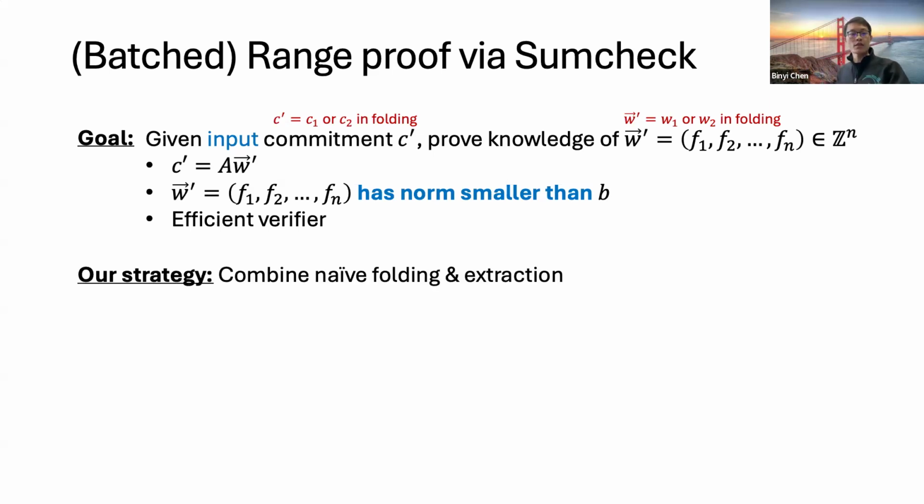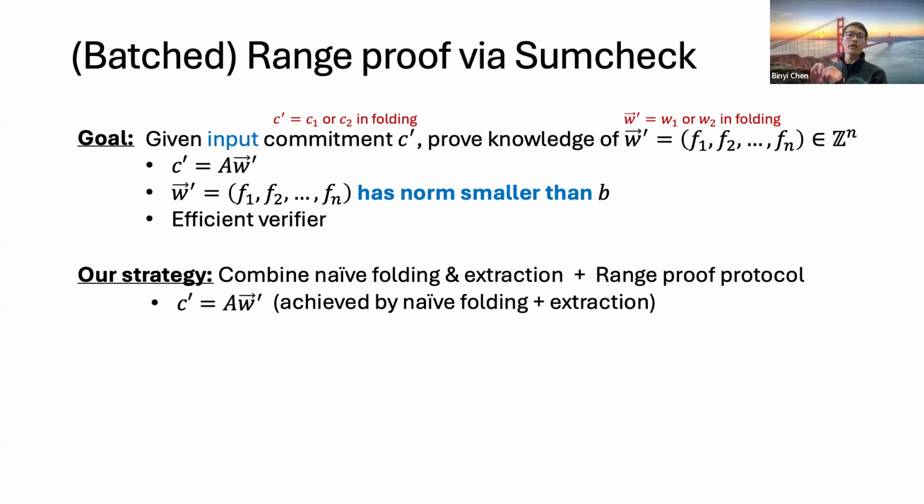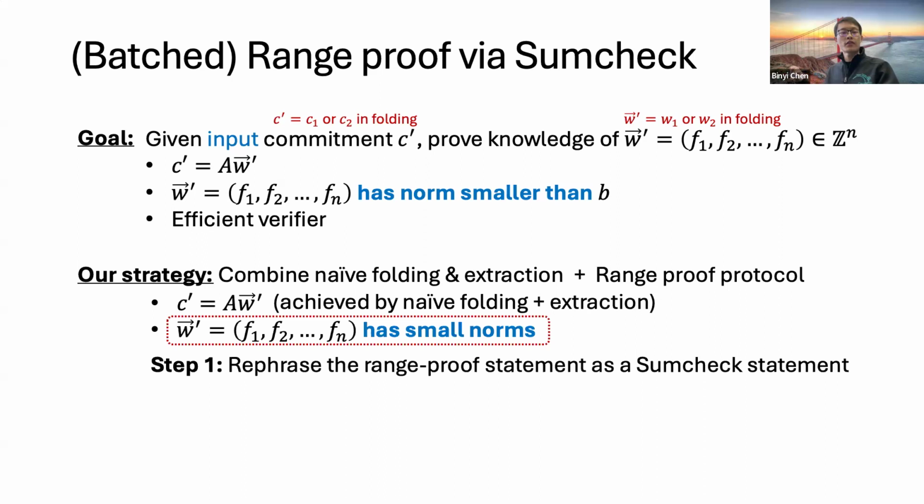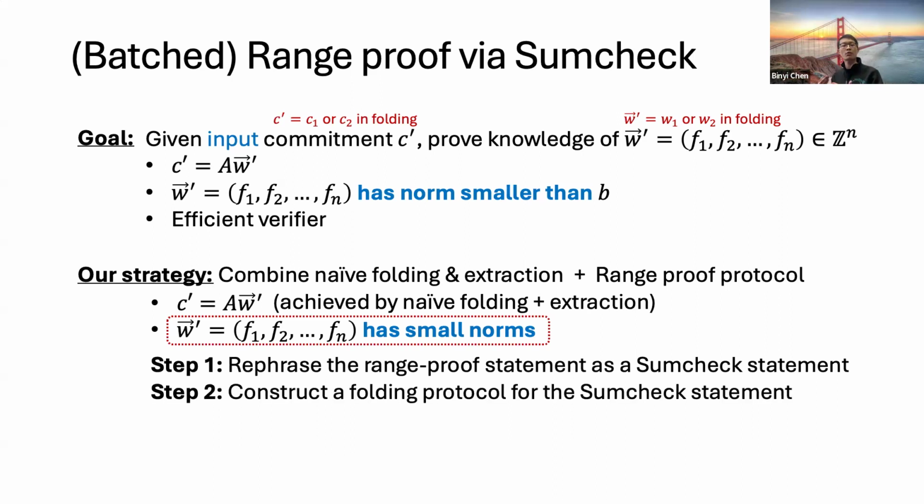Okay, so we achieved this by combining this previous random combination plus some range proof protocol. So the question is how to instantiate this range proof protocol. And by the way, given this, first, this matrix multiplication relation is actually pretty easy to achieve. You can directly achieve that using this rewinding-based extraction and random combination. But the difficult part is this range check part, to make sure that this witness actually has small norms. And that's what the range proof protocol is about. And we achieve this in two steps. The first step is to rephrase these range proof statements as sumcheck statements, which I'll explain what sumcheck is later. And after that, we'll build an efficient folding protocol for these sumcheck statements.